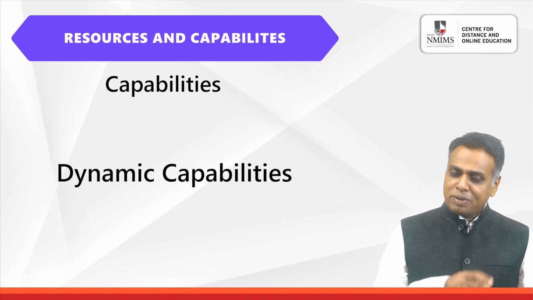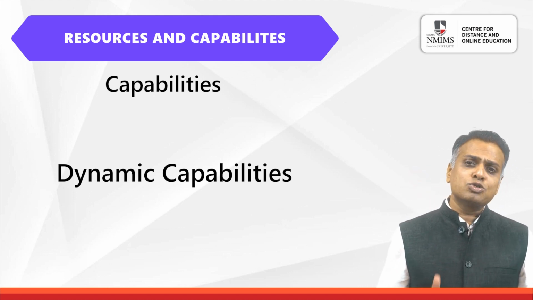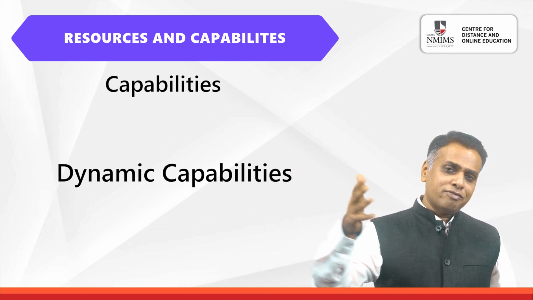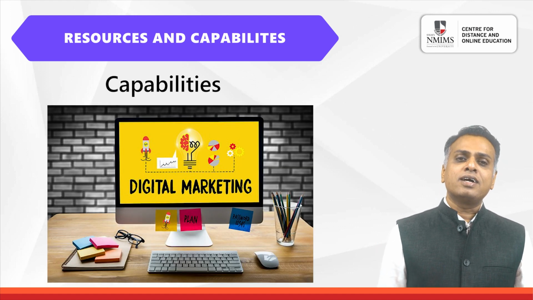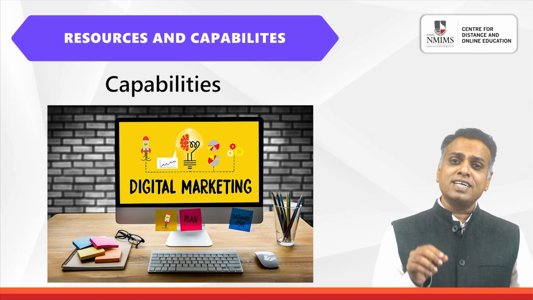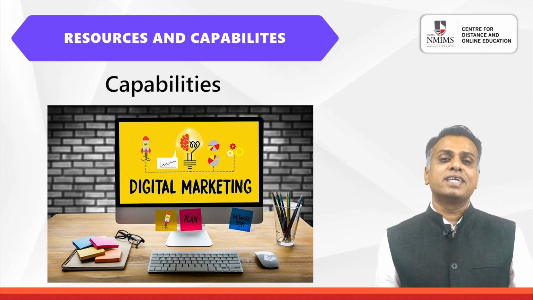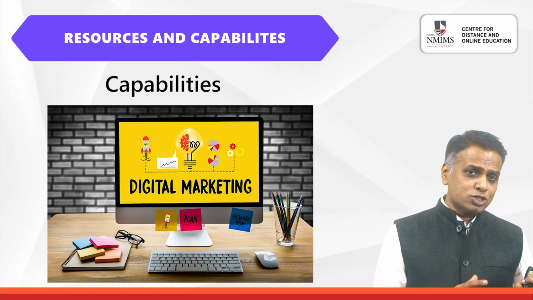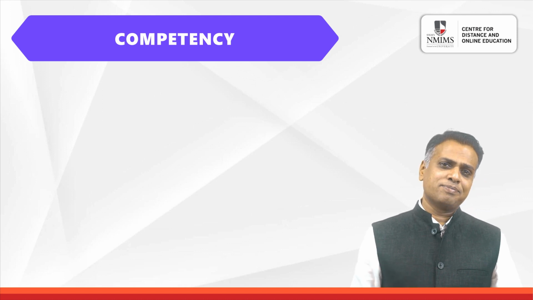So when these capabilities are constantly adjusted and reconfigured to stay relevant in a totally uncertain environment, they are referred to as dynamic capabilities. A company continuously adapting its marketing strategy to changing consumer preferences is demonstrating dynamic marketing capabilities. So here we have understood the capabilities. Now let's talk about competencies.